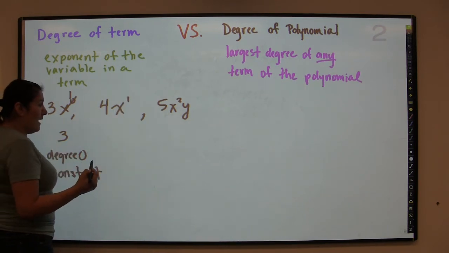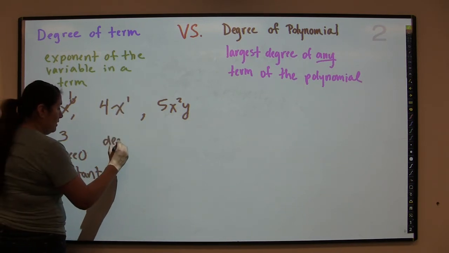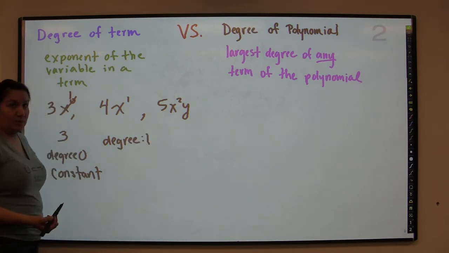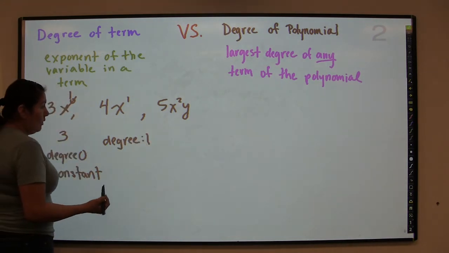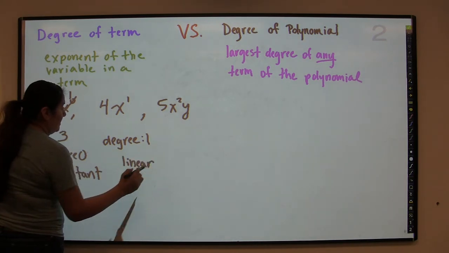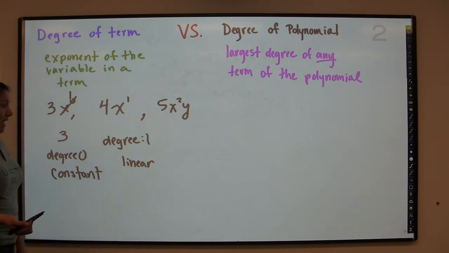And when it's x to the 1 power, its degree is 1 because the highest exponent is 1. And also, it would be considered a linear term. It's not considered a constant term because it's linear, x to the 1 power. And we will give you a chart of that in a few seconds here.